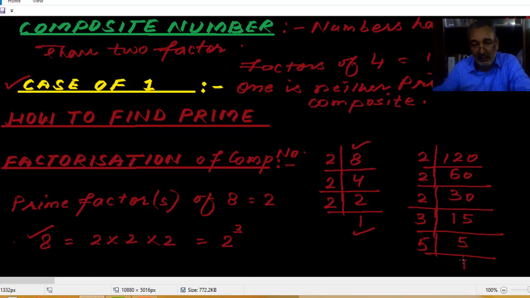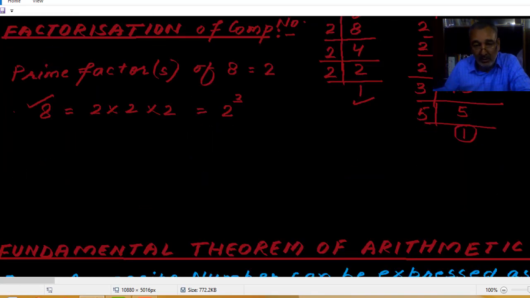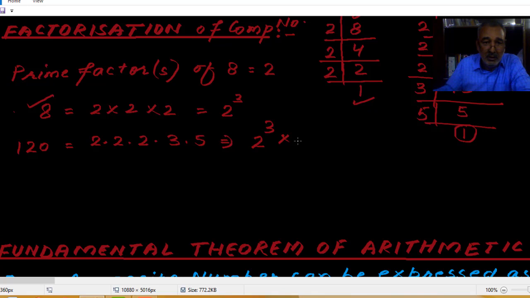5 1s. 1 will not be included as it is not a prime number. So how can I express this 120 as a product of primes? 120 can be expressed as a product of primes as 2 multiplied by 2 multiplied by 2 multiplied by 3 multiplied by 5. Or in exponential form, it can be expressed as 2 raised to the power 3 multiplied by 3 multiplied by 5. If you multiply these numbers, you will get once again 120. This is about prime factorization of a composite number.